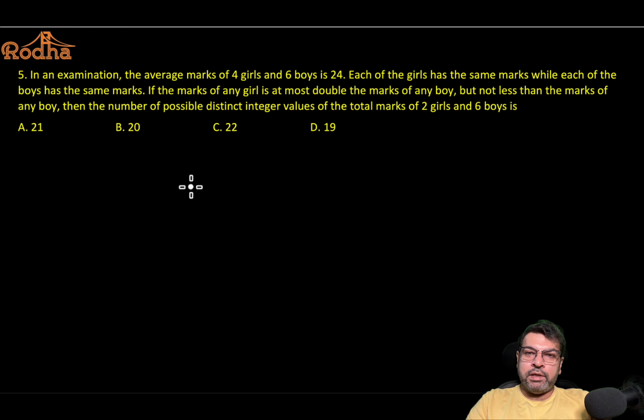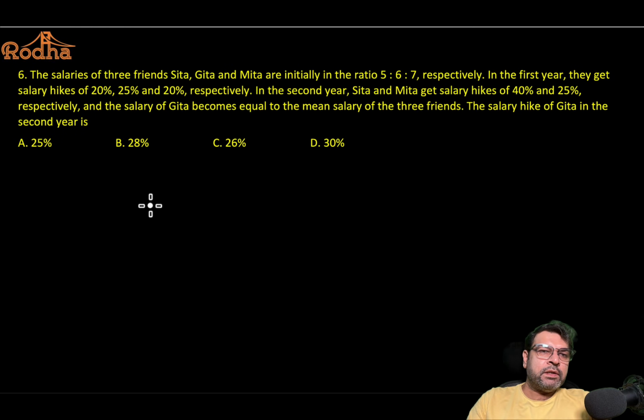Alright, ye humne kar liya inequalities bana ke. Sixth par aate hain. The salaries of three friends, Sita, Geeta and Meeta, are initially in the ratio of 5:6:7. In the first year, they got salary hike of this percent. In the second year, Sita and Meeta got a salary hike of this and this percent. And the salary of Geeta becomes equal to the mean salary of the three friends. Finally, the average salary hike of Geeta is what? Alright.